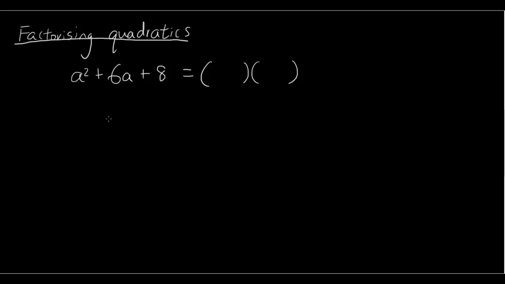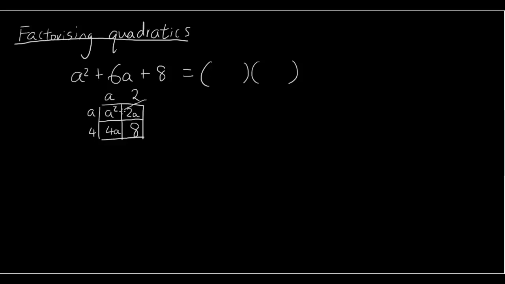Now if you have forgotten how to do this, basically you draw a box, you put the first term on the top left, a squared, you put the last term on the bottom right, 8, and then you think of 2 terms that multiply together to give you a squared, and that would be a times a is a squared. Now you think of two terms that multiply together to give you 8, and that'll be 2 times 4. And then you fill in these boxes. 2 times a is 2a, 4 times a is 4a.